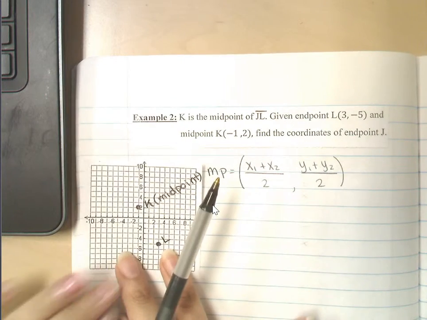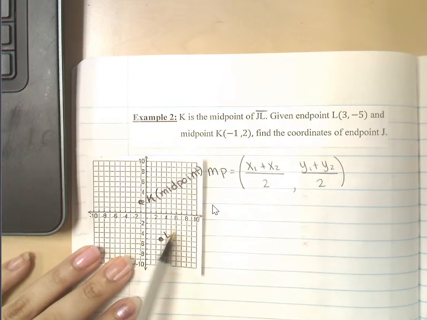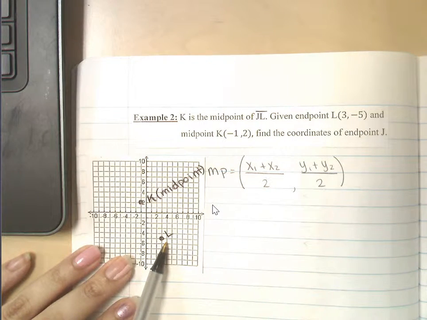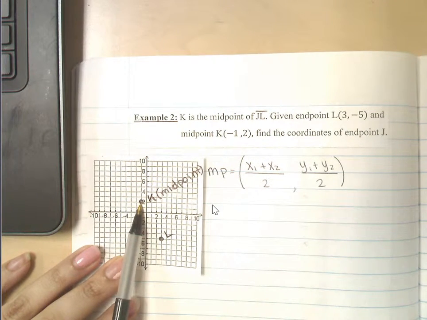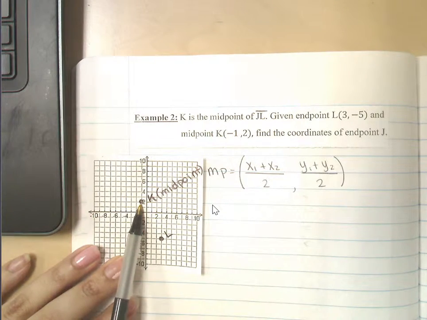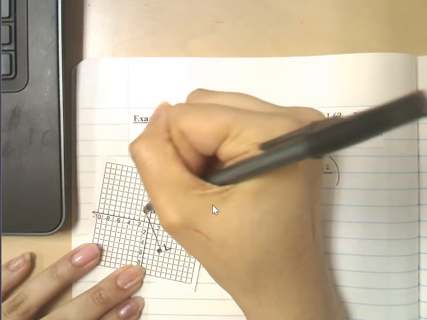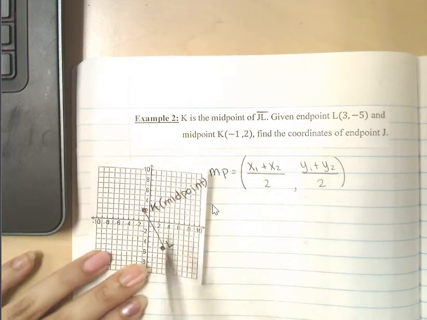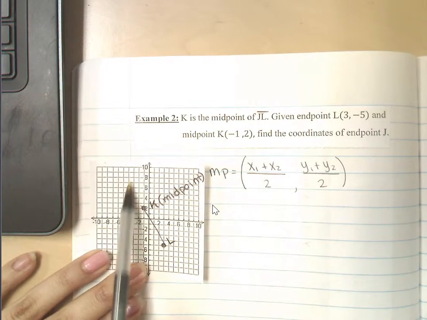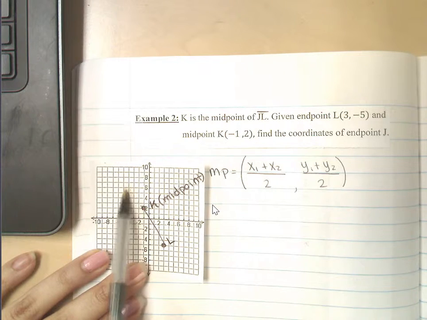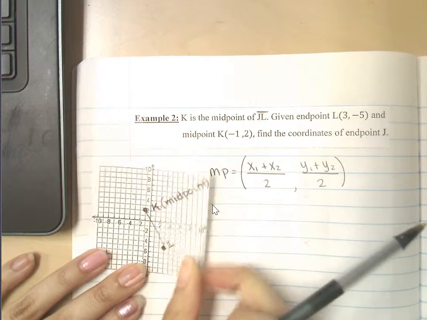I have the points plotted on my graph, so I have point L, that's one endpoint, and I have point K. They're asking me to find endpoint J, so really, when you connect this segment, it continues, and they're asking you to find where over here the other endpoint is. That's what they're asking me.